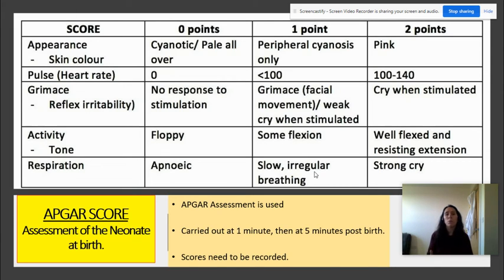Then you're going to do another APGAR score at 5 minutes. So you're going to be able to compare them. Is the baby improving? Is the baby deteriorating? Hopefully you're going to have a full 10 points and that's going to be a really lovely, happy baby. Then you can give it to the mother. Mother will put it to breast and hopefully baby will start to feed.